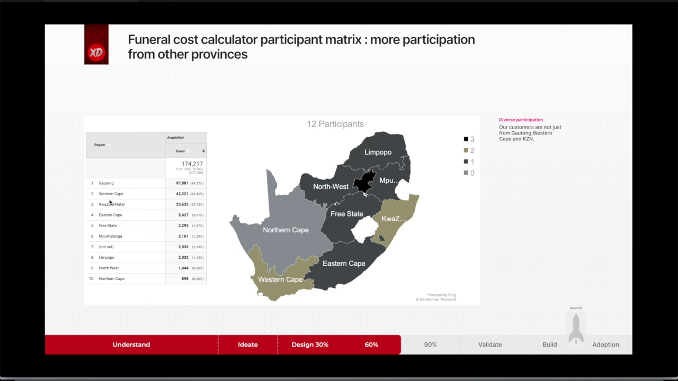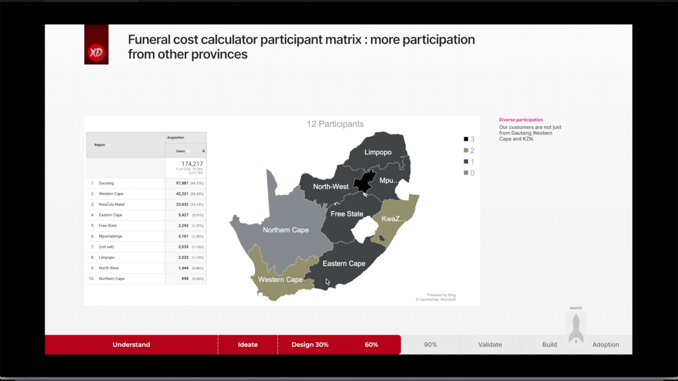We can see Gauteng, Western Cape, KwaZulu-Natal, Eastern Cape, they're leading, and this is purely based on the journey that is closely related to this solution that I want to test. Besides just focusing on Gauteng, Western Cape, and KwaZulu-Natal, we can see how our customers are distributed throughout South Africa, and the main aim is to try to get a few people from the likes of Eastern Cape, Limpopo, Free State, etc., so that we can get a more diverse and inclusive crowd of people to test with.